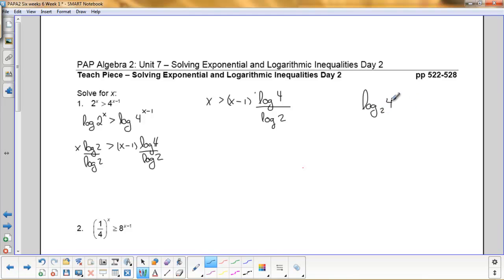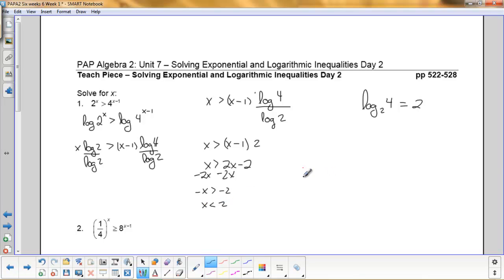2 to what power equals 4? When you evaluate that log, you get 2. So now I'm going to rewrite that as x minus 1 times 2. Distribute that through: 2x minus 2. Solve for x by subtracting the 2x to the other side, and then I have negative x greater than negative 2, so x is less than 2.